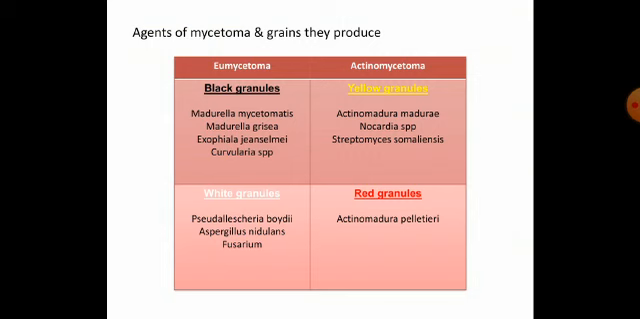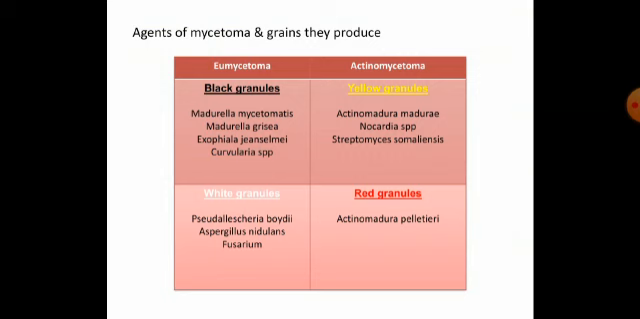So coming to the different agents of mycetoma, the grains which are produced in this discharge can be of different colors. Based on that, we can clinically identify whether it is caused by a fungus or by a bacteria. So we will see the organisms causing mycetoma. In eumycetoma, the granules can be of 2 colors, either black or white. Again, we can narrow down the diagnosis by knowing which organism is producing which color.